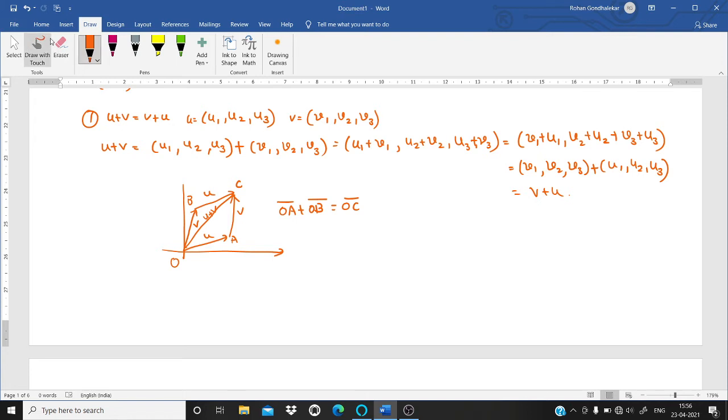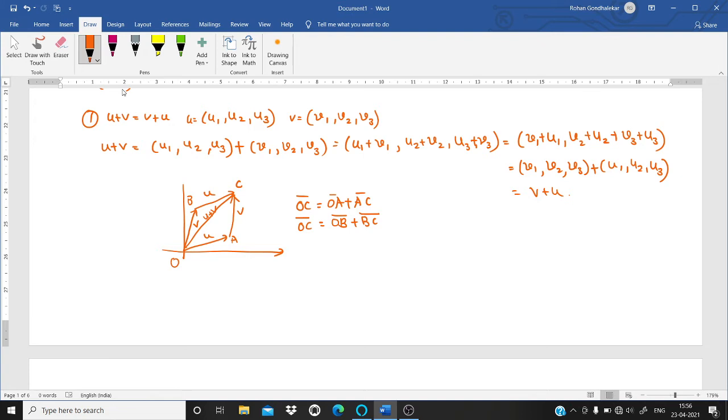Similarly, we can write the OC bar as OA plus AC bar. Both ways it is correct. That is u plus v. Or the same can be written like this, OB bar plus BC bar, that is v plus u. So hence we have u plus v is equal to v plus u.